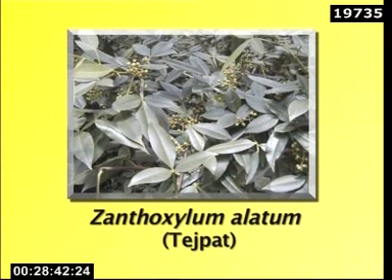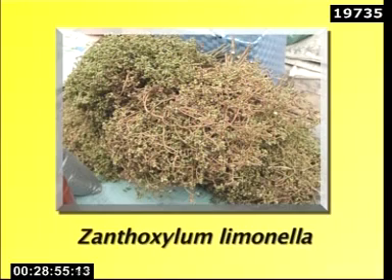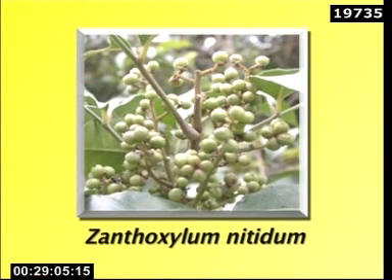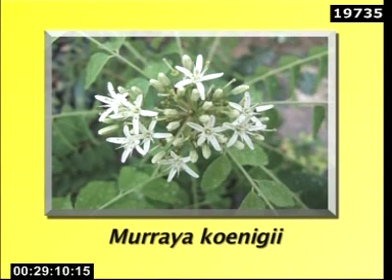For example, Xanthoxylum alatum, the common tej patta. The bark is a famous condiment and is also used to clean teeth and as a carminative and stomachic. Xanthoxylum limonella leaves are used as condiment and the fruits are appetizing and digestive. Xanthoxylum nitidum fruits are used as condiment. Murraya koenigii leaves are mixed with a little turmeric to make curry powder, especially in India.